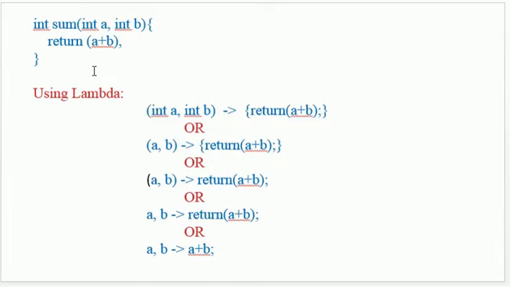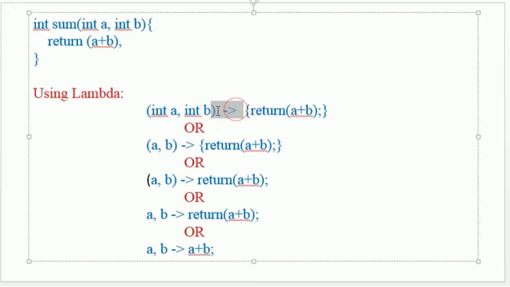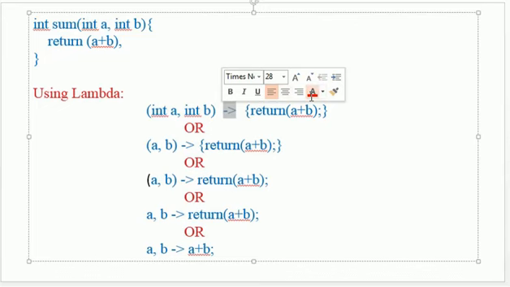Now let's say if I want to convert this description in the form of a lambda expression, then I can write it like this. First of all, put this arrow, right? This arrow is going to divide your entire expression into two parts.